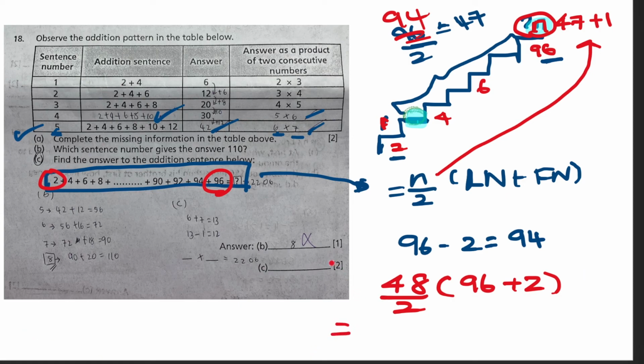And then, if you punch into your calculator, remember the rule of operation. You have to divide this, and then this bracket you have to do differently. 96 plus 2, then here is 98, and then it's 48 divided 2 times this. So 48 divided 2 times 98. So your answer is 2352.